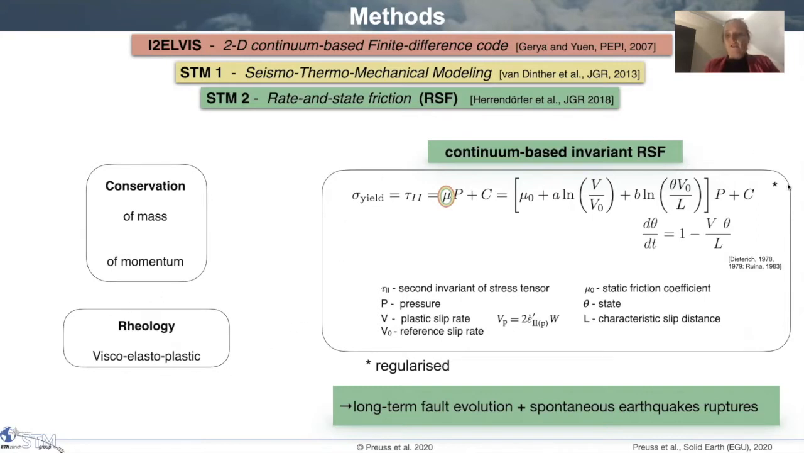And on the right here, you see the continuum-based invariant rate and state friction formulation, where you see your classical rate and state friction formulation in an invariant sense, which amongst others means that the slip rate is calculated from the plastic strain rate and the second invariant thereof multiplied by the fault width.